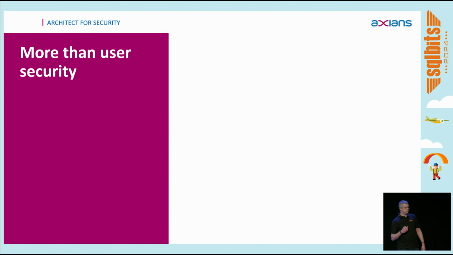Architecture for security is also more than just your standard user security. This should be an open door. Everybody should have 2FA, MFA, whatever enabled. If you're just using username, password, you're just waiting for people, come on in, get my data. That's not what you want.